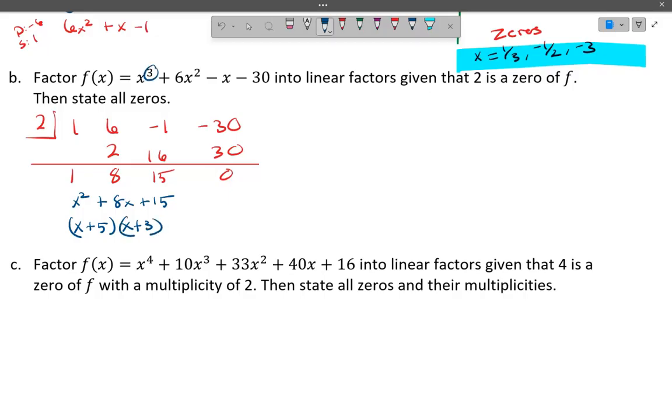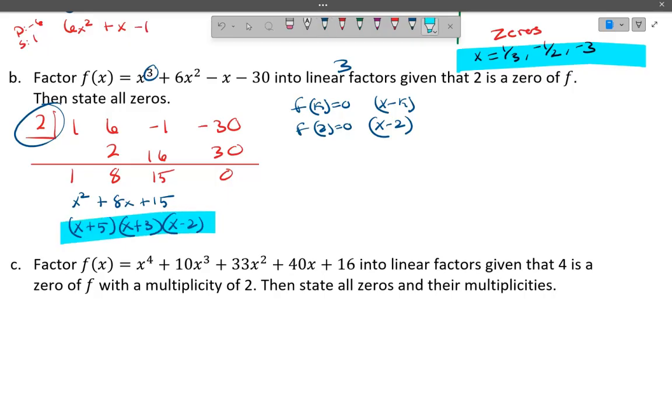And then again, it's a third degree polynomial, so we need 3 factors. We're going back here. Since f of k equals 0, then that means that x minus k is a factor. So since f of 2 equals 0, x minus 2 is a factor. X minus 2. There's our linear factorization. And then we just need to solve these to get our zeros. So we have x plus 5, we have x plus 3, and we have x minus 2.